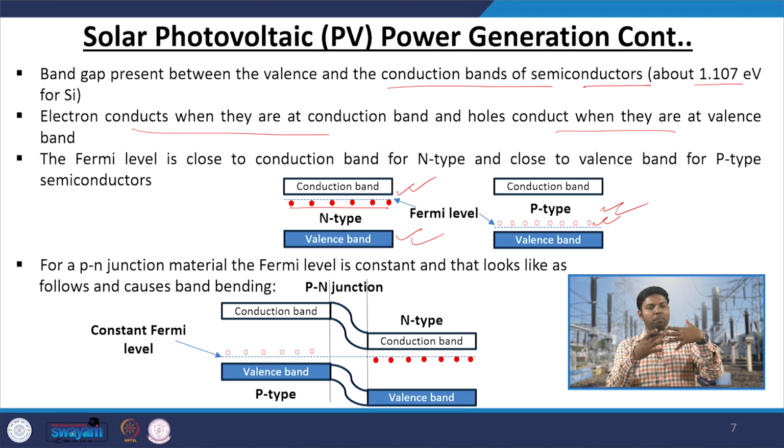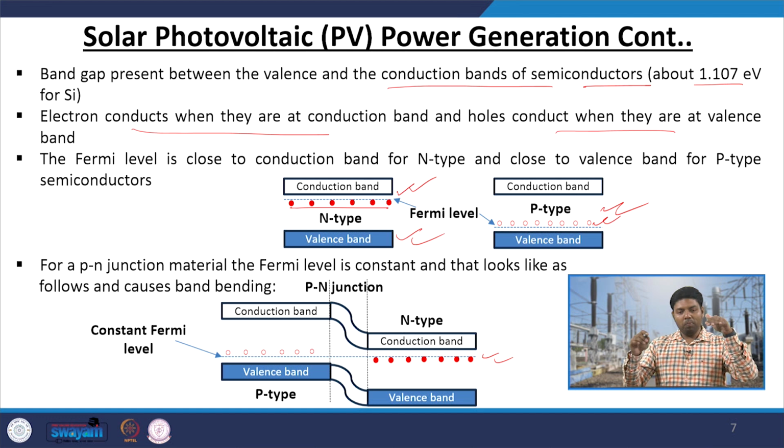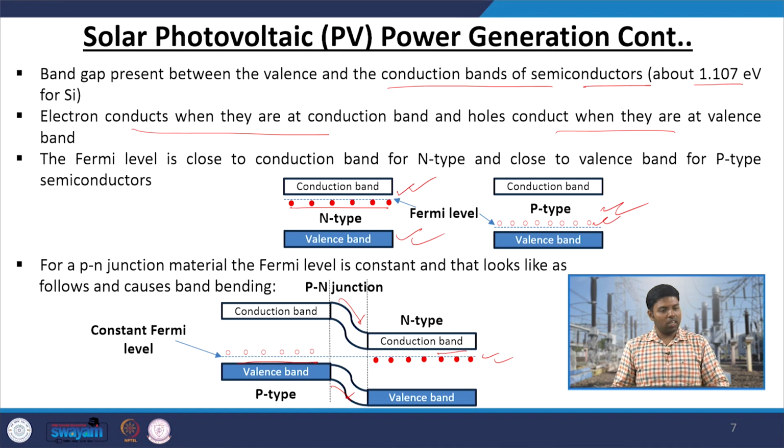Now, you want to make a PN junction for making a PV panel. If you make a PN junction, then the Fermi level will become constant. You will not have different Fermi levels. So, to make that Fermi level constant, you have a bend at the PN junction level. Okay. Where at the P type your holes are close to the valence band, at the N type your electrons are close to the conduction band.